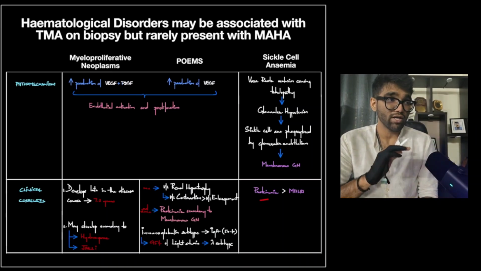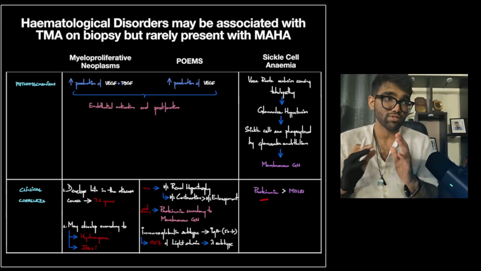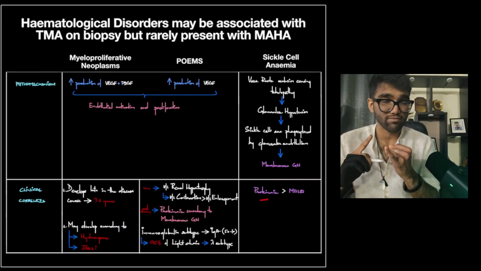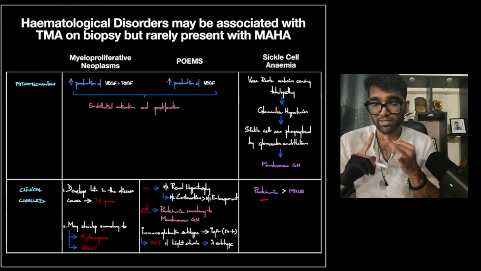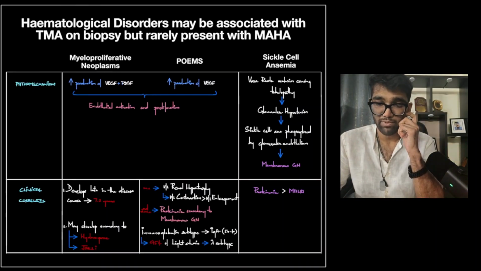So if you have thrombotic microangiopathy in a patient who clinically has significant proteinuria, one thing that should be considered is sickle cell anemia. The other, as we've just discussed, is antiphospholipid antibody syndrome.